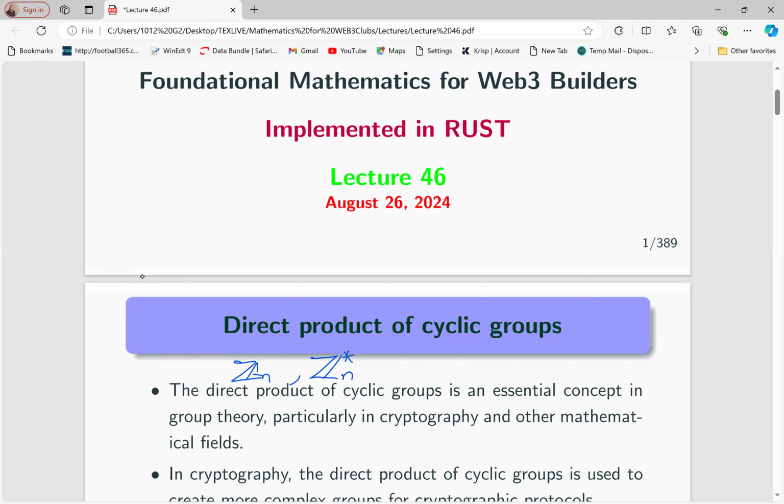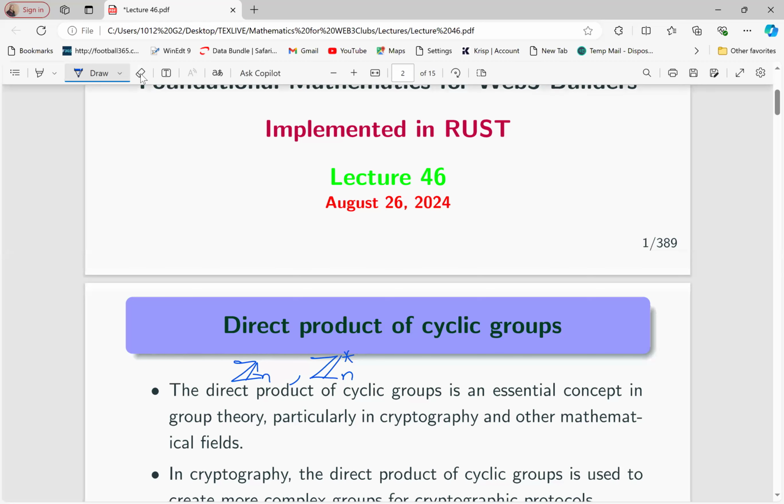We defined what a cyclic group is. We said a cyclic group is a group that has one or several elements generating it. So we saw examples of cyclic groups, and then we went ahead and found generators. So today we want to go a step further again.